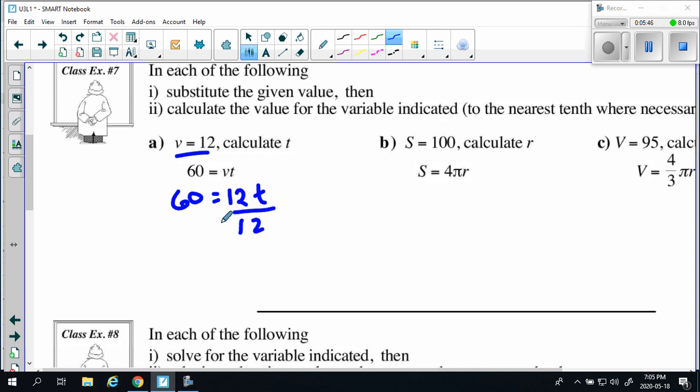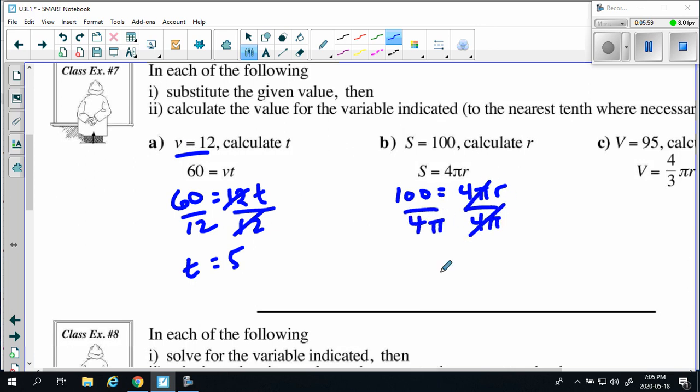In this case, we just need to divide both sides by 12, and we're going to have t is 5. Over here, s is 100, and they want us to calculate r. So we can divide both sides by 4 pi. And they've asked us to round this to the nearest tenth.